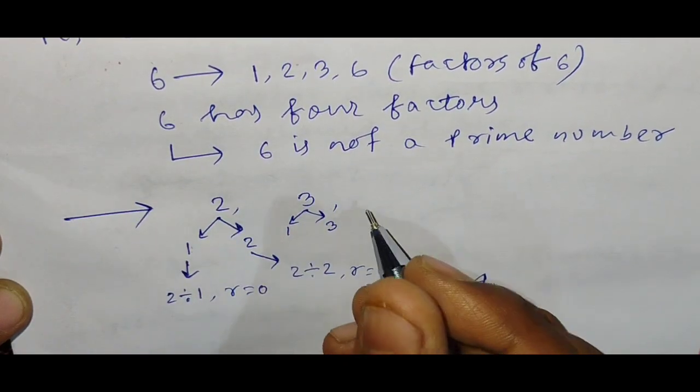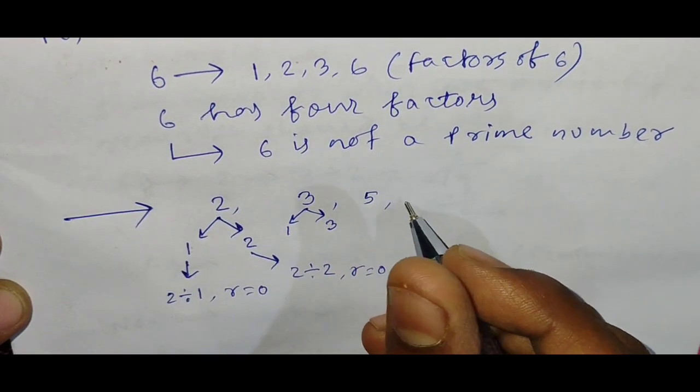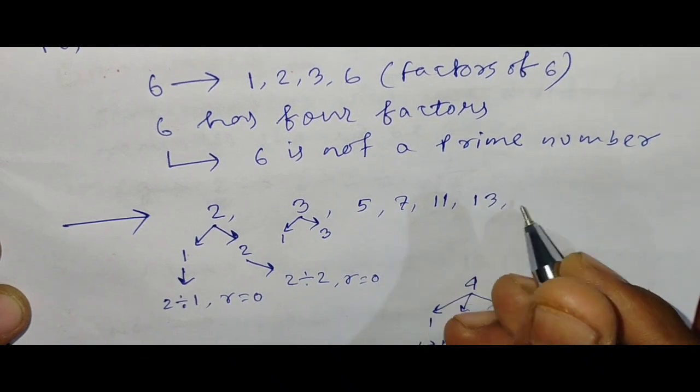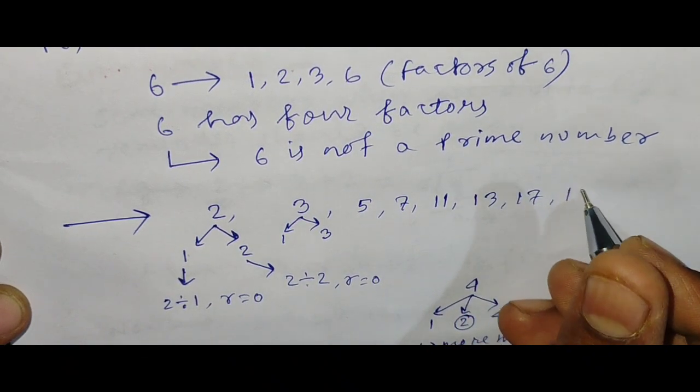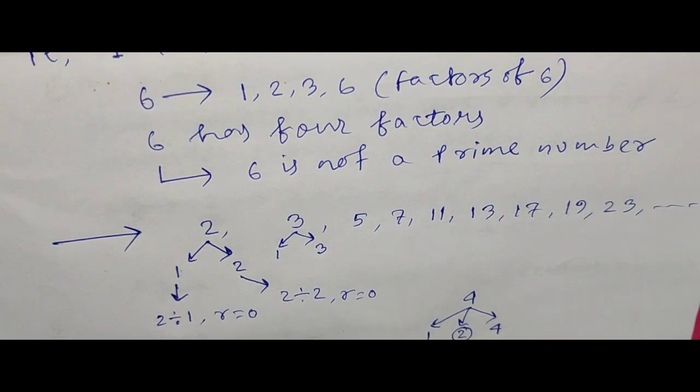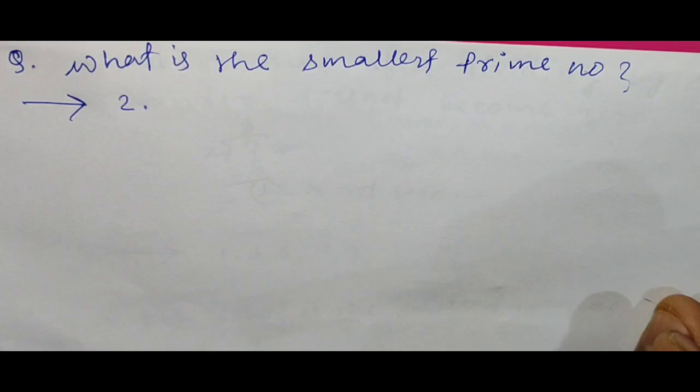After 2 and 3, we'll get 5, then 7, then 11, 13, 17, 19, 23. So these are the prime numbers. The question arises: what is the smallest prime number? Our answer will be 2. 2 is the smallest prime number.